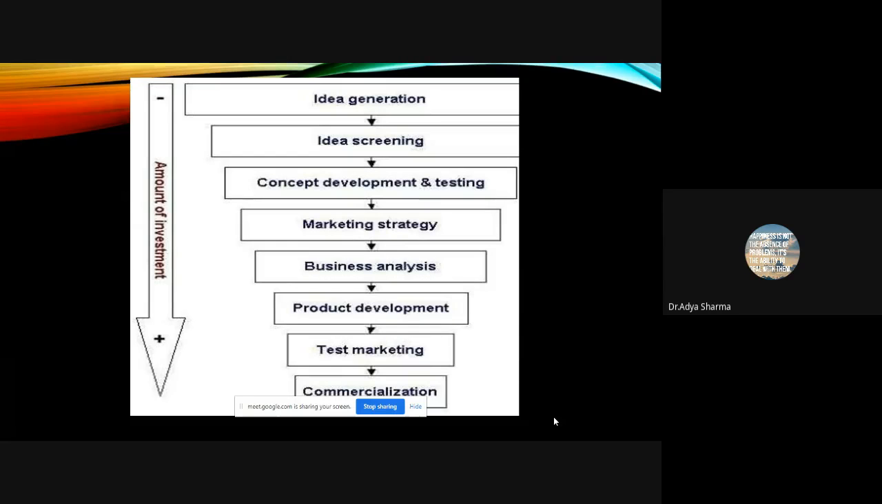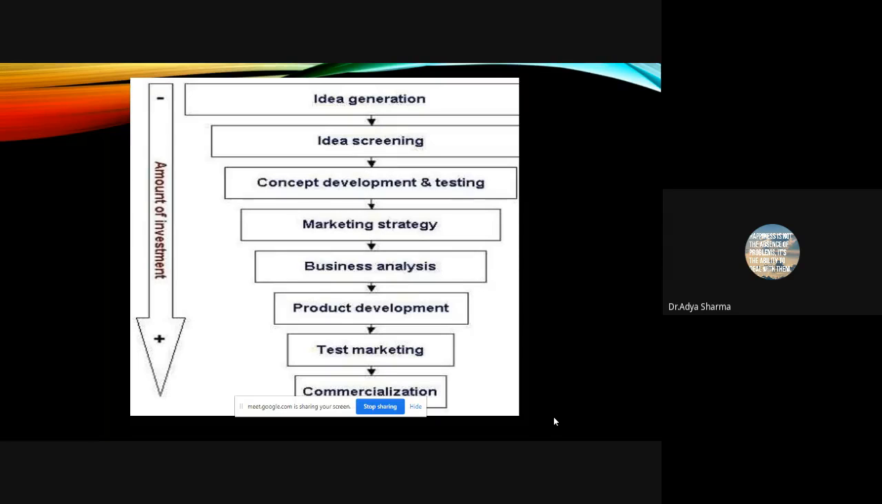Now, concept development and testing. What is concept development and testing? Concept development and testing is when you have done your idea screening, then you think about, okay, so we did it in the class one of the days when I shared with you a powder which you can mix in milk. So it was a concept. It's a powder which you can mix in milk. And then we all thought about, okay, so should we make it for senior citizens, or should we make it for children, or should we make it for working women?